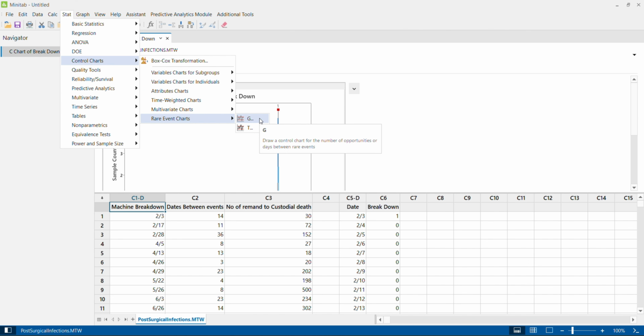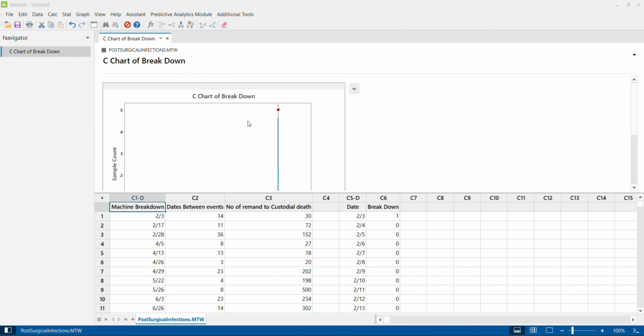And what is a G chart? It draws a control chart for the number of opportunities or days between a rare event. If I keep my mouse pointer here, it says draws a control chart for the number of opportunities or days between a rare event. So what do we mean by that?